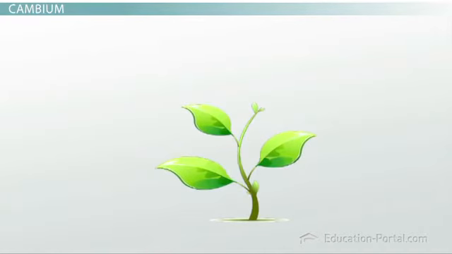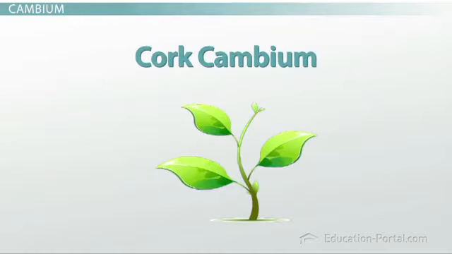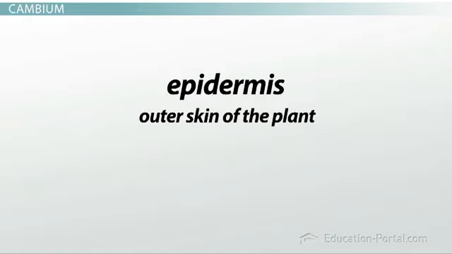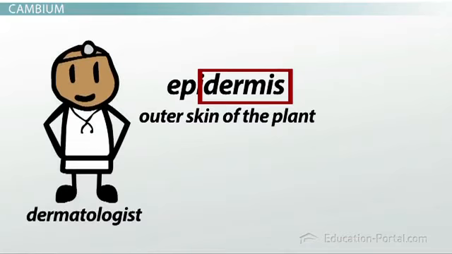Once the plant starts to produce more vascular tissue, the plant is wider. In order to protect this new growth, the cork cambium produces cork to replace the epidermis, which falls off the plant. We previously talked about epidermis, which is the outer skin of the plant. A way to remember this is to look at the root of the word dermis. When you have an issue with your skin, you may see a dermatologist, a doctor that focuses on skin. Both epidermis and dermatologist contain the root word dermis, meaning skin.